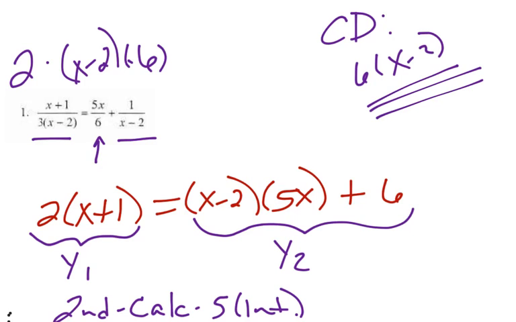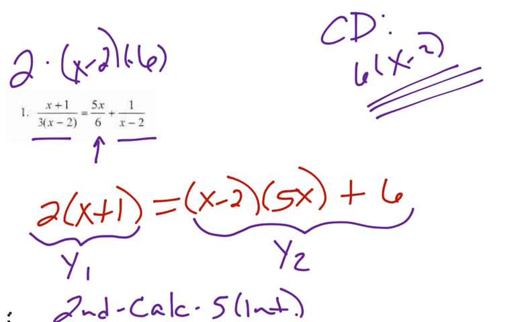Now you could also look at your table and see where y1 and y2 are the same. You need to be aware that if you're doing second calc 5 for where they cross, you'll have to do it twice if it's a quadratic and find both places that they cross. So looking at my calculator, I'm going to go to y1, clear it out, and at y1 I'm going to do 2 open, x plus 1 close. At y2 I'm going to do open, x minus 2 close, open, 5x, close, plus 6.